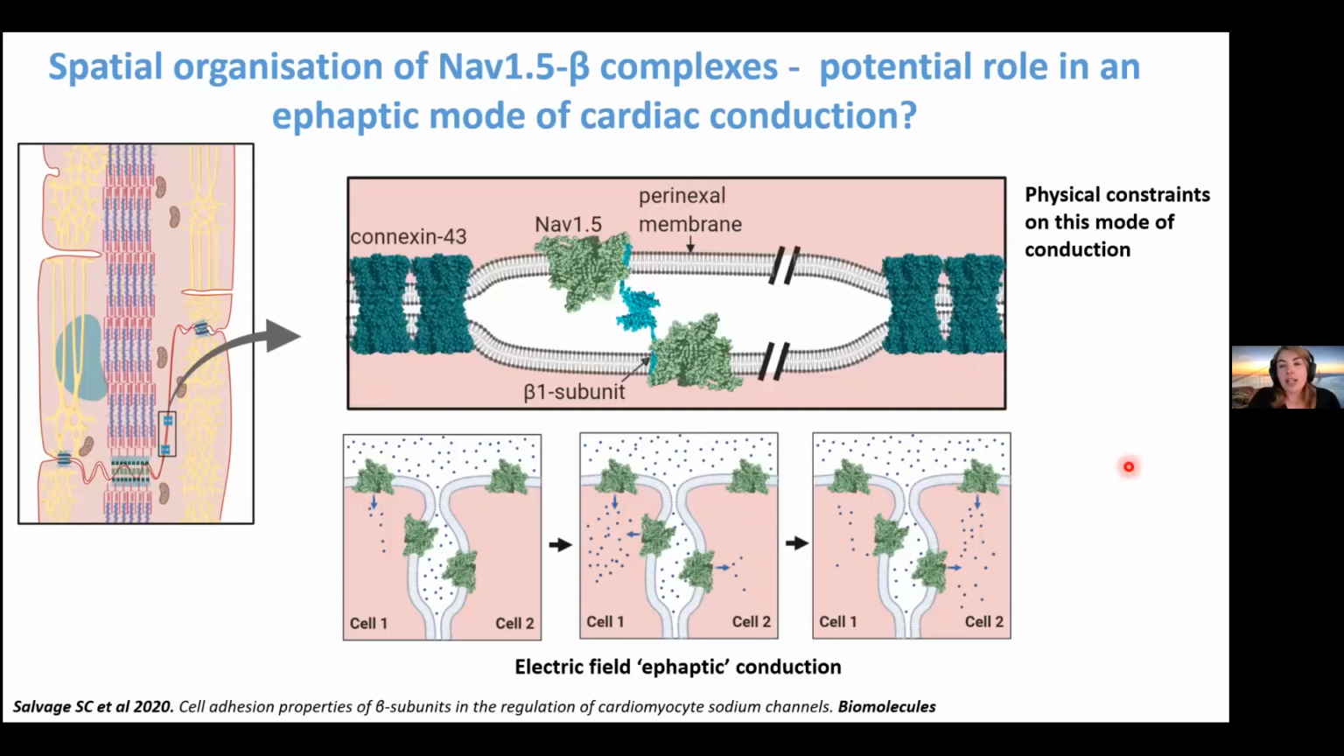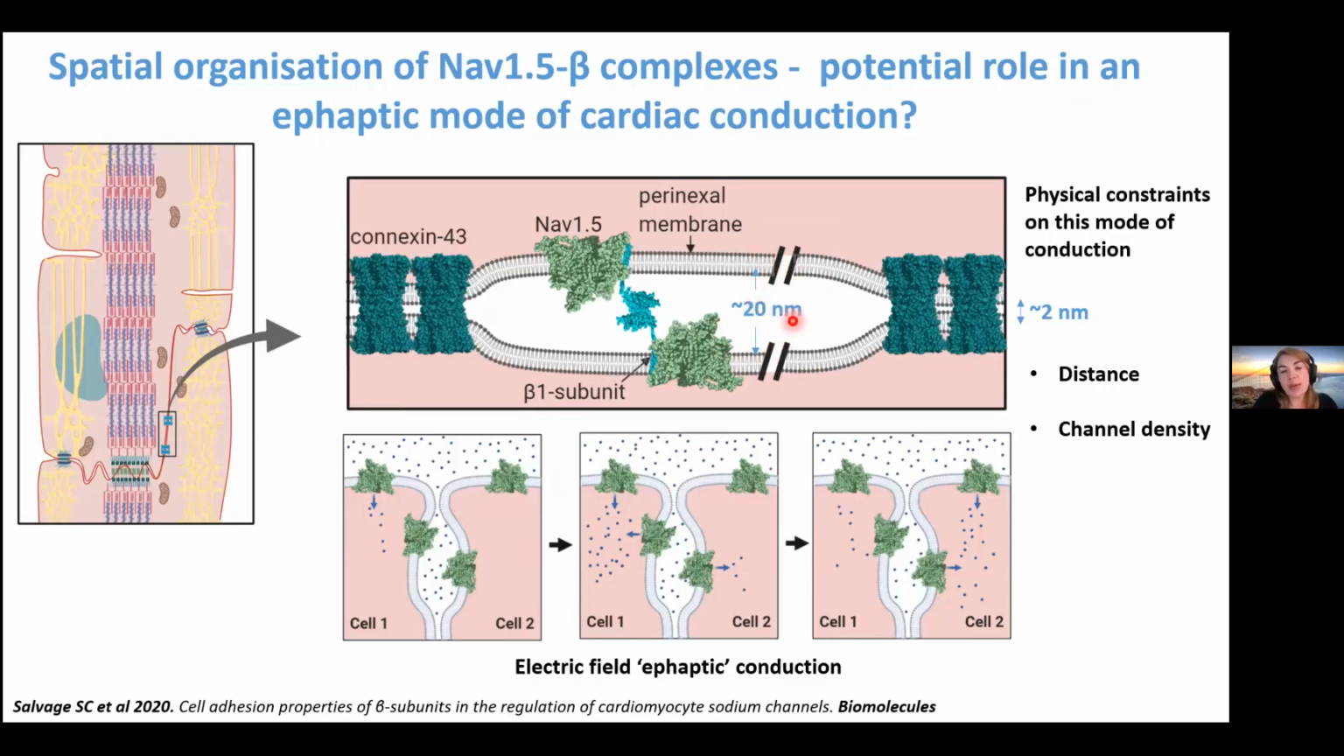Now, there are some very crucial physical constraints on this mode of conduction, and those are that you have to have a significant number of NaV 1.5 channels in this particular region. And it has been known for a number of years that the density of sodium channels at the intercalated discs far exceeds what is necessary for electrotonic conduction. The other important parameter is the distance between neighbouring cells in order for this electrical field to build up. And it's been modelled that this should be in the region of approximately 20 nanometers.